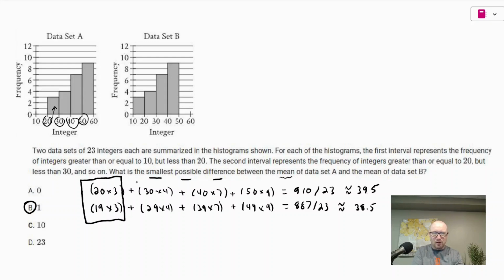Okay? I know a lot of students on this problem would get the low end of both graphs. So for example, they would have 10, 20, 30, and 40, and then they would get a difference of 10, and they would get the wrong answer here. So again, the keywords here is we're looking at smallest possible difference. So what you have to do is go to the edges of the histogram. Okay, so the lowest you can get on one compared to the highest average mean you can get on the other. All right?